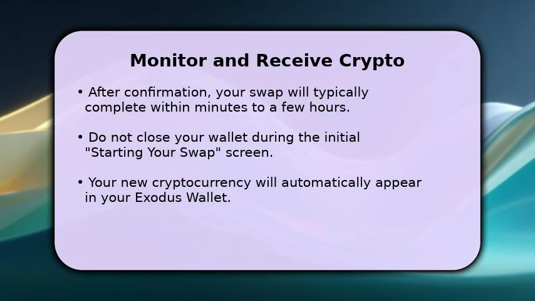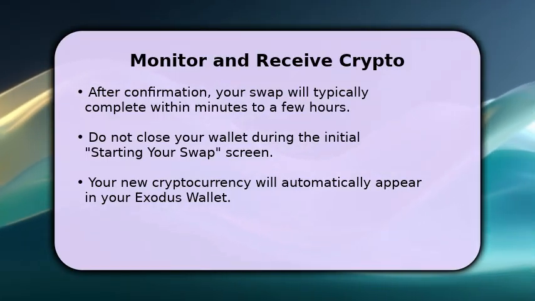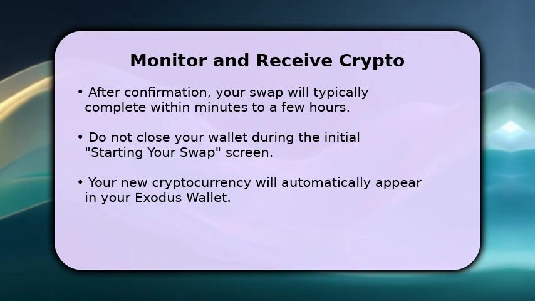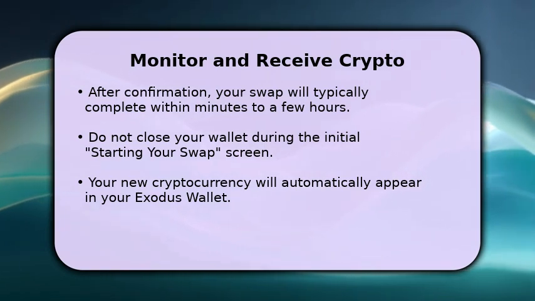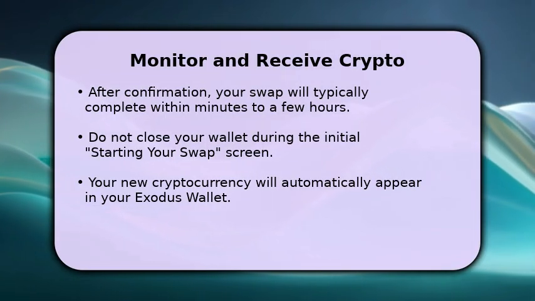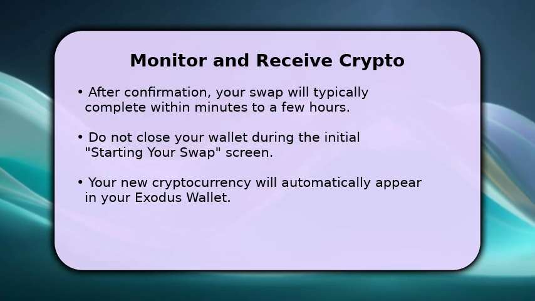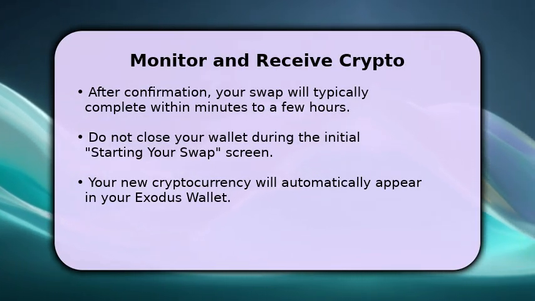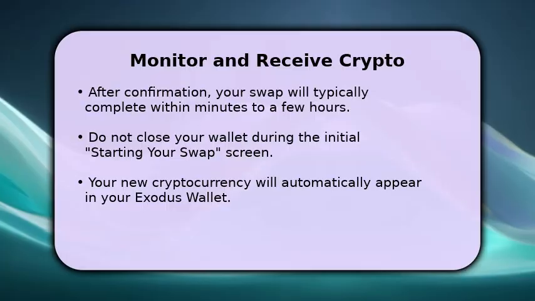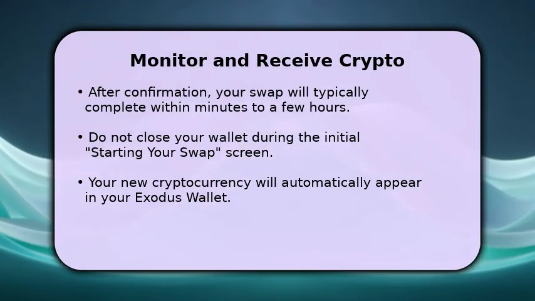Once confirmed, your swap is in progress. While many swaps complete in under 30 minutes, some may take a few hours, depending on network congestion. It's important not to close your wallet during the initial, starting your swap phase. After completion, your newly acquired cryptocurrency will automatically be deposited into your Exodus wallet. You can always check your swap history within the app for real-time updates and to confirm successful transactions.